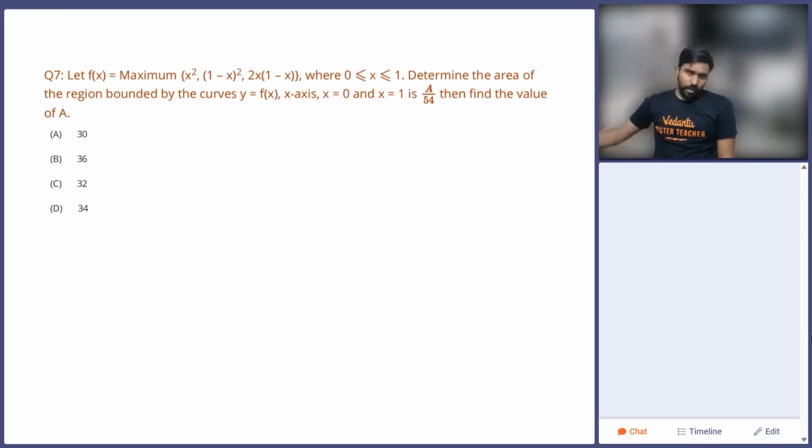Moving on. What do we have now? Okay, so we have some functions. What are the functions? We have x squared.